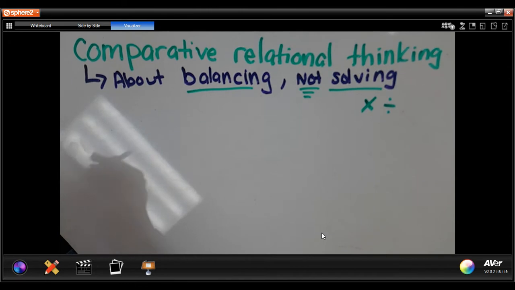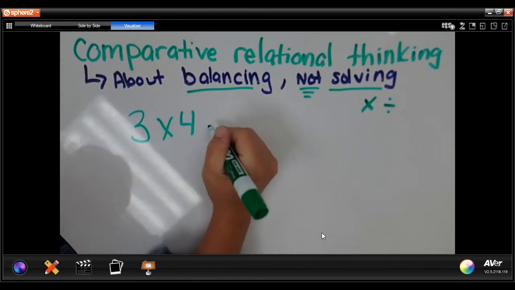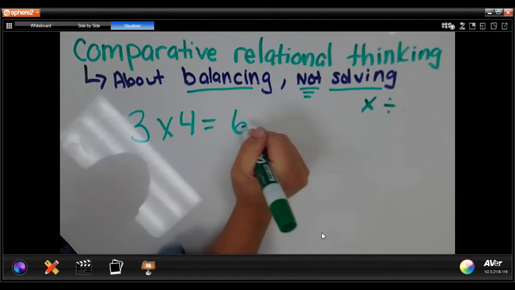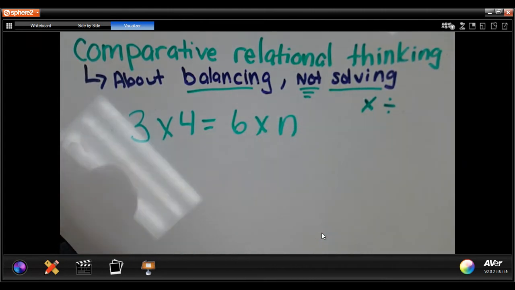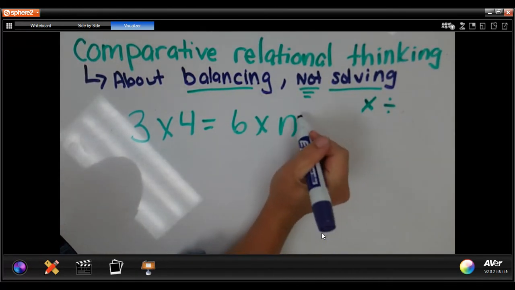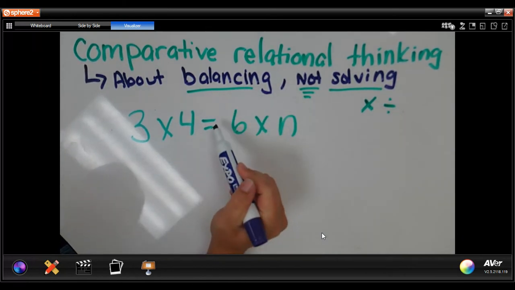Now let's do a couple where we solve for a variable. 3 times 4 equals 6 times n. Remember, a variable, n, letters are used in math to represent numbers when we are trying to find out what they are equal to. So I'm going to try to find out what n is equal to by balancing the equation, not solving it.